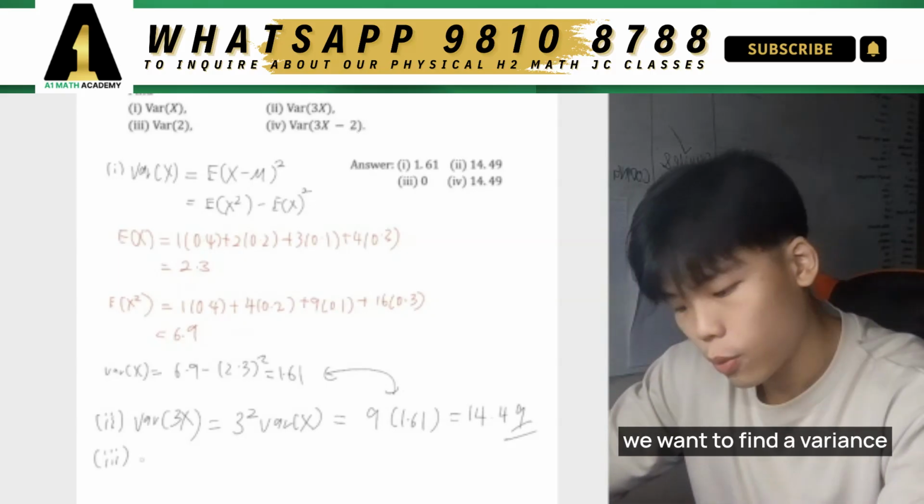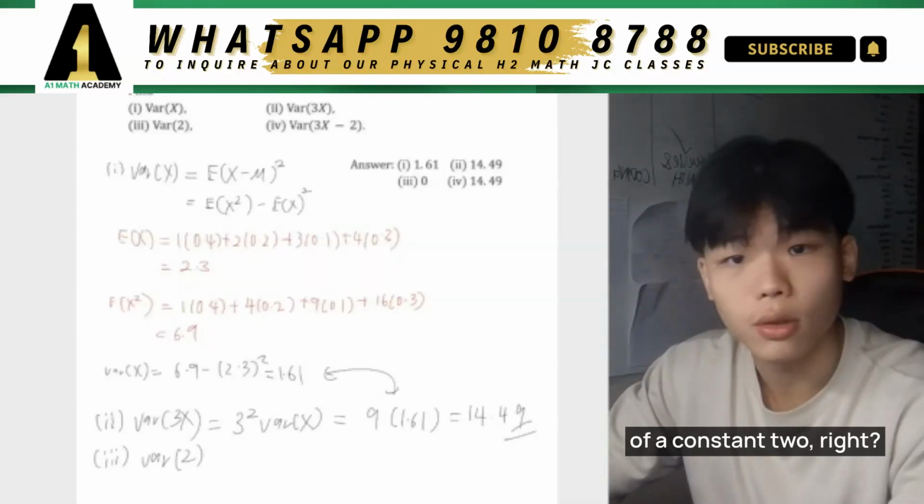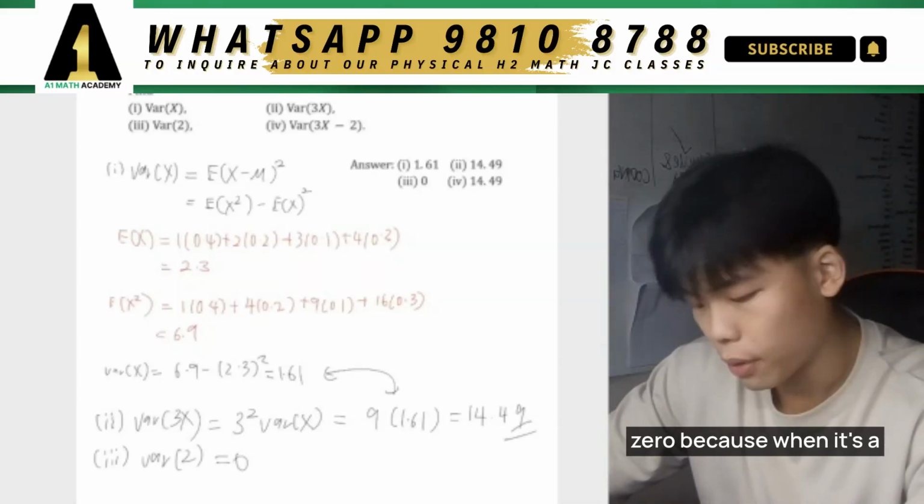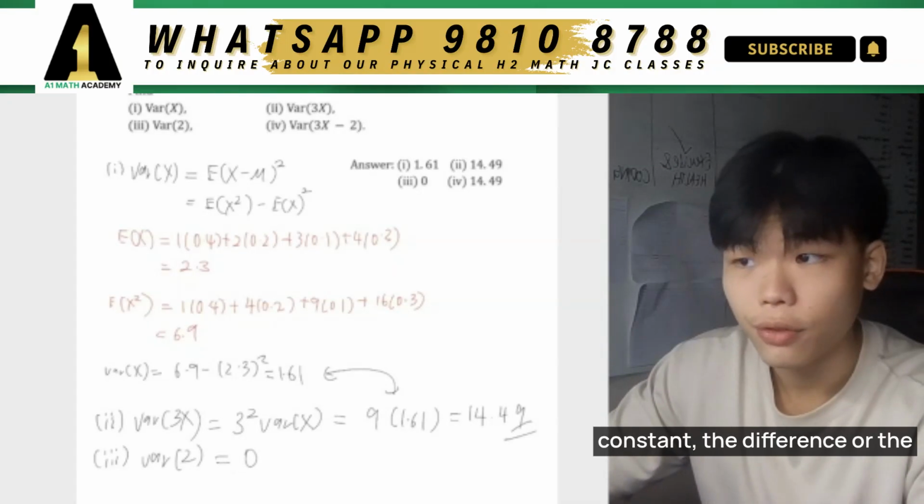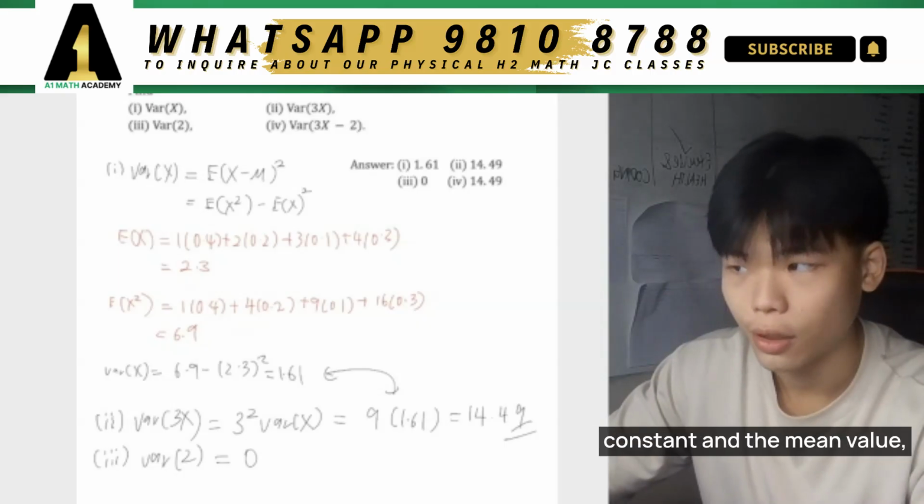Now for part (iii), when we want to find the variance of a constant 2, immediately we know it's 0, because when it's a constant, the difference or the effective distance between the constant and the mean value, which is the constant, is 0.